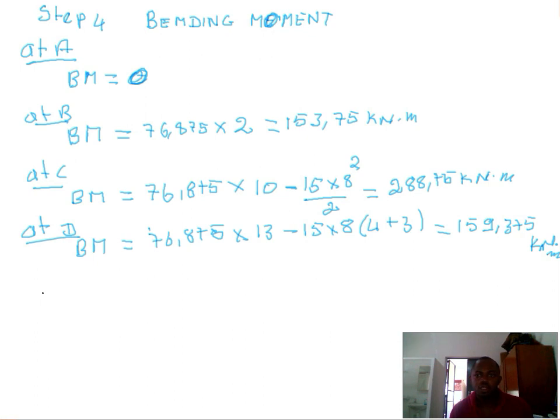Kilonewton meter. Now the moment at E, as you can see at E, this moment actually is equal to 0. We do not prove it here, but it will be equal to 0. So this is actually a test that we are doing it right.